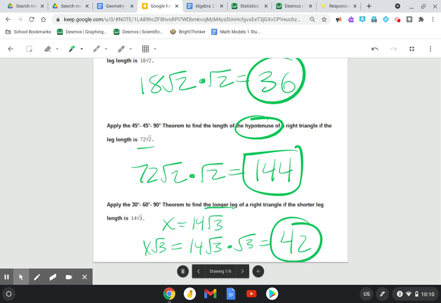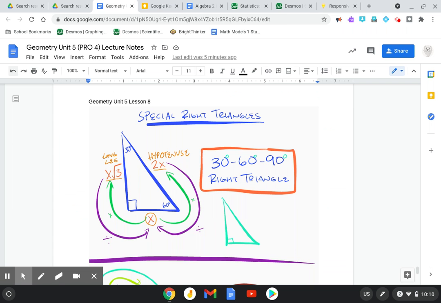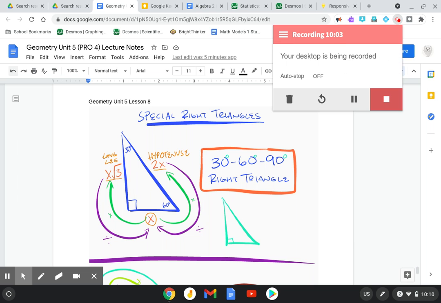So just make sure you look over that and you have all this information in front of you, or you're able to use all of these notes and these little diagrams on your test. And that is it for the Geometry Unit 5 or Pro Unit 4 review.